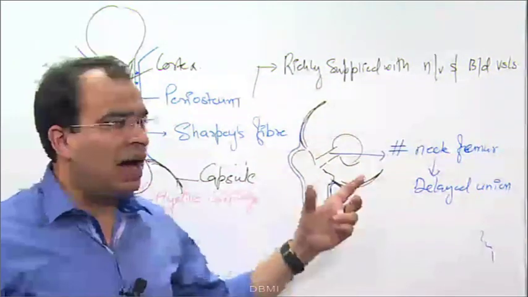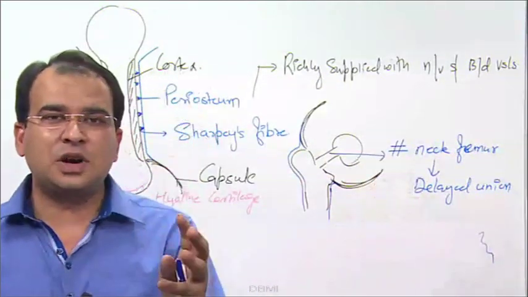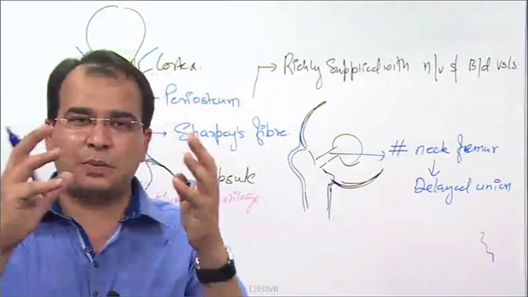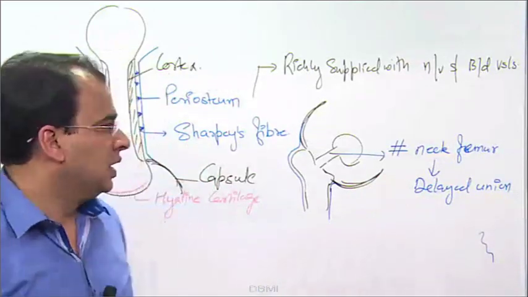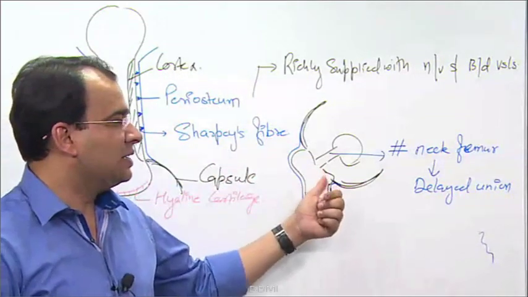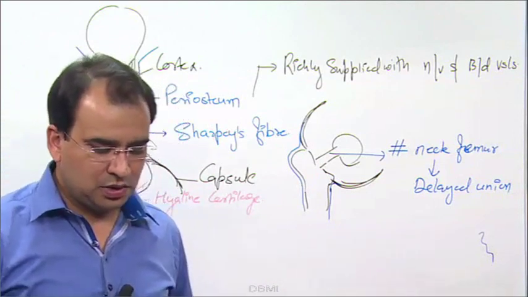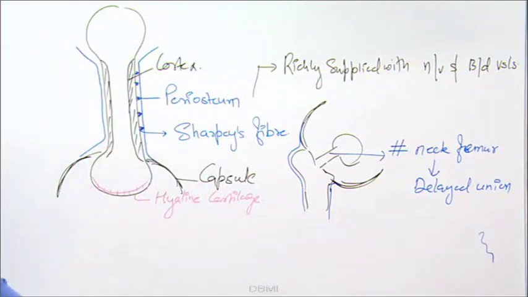So the intra-articular fracture is not only about the fracture neck femur. All the intra-articular fractures, the fractures which are present inside the joint capsule, may undergo a delayed union or non-union because of the lesser blood supply. So this is something about the periosteum.